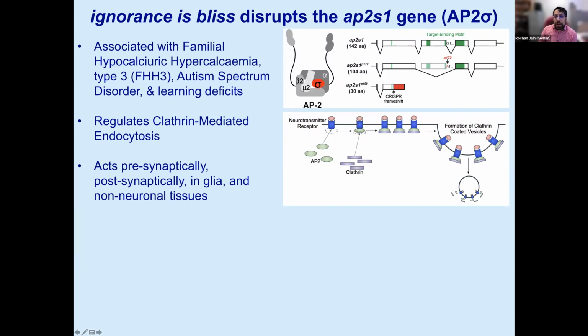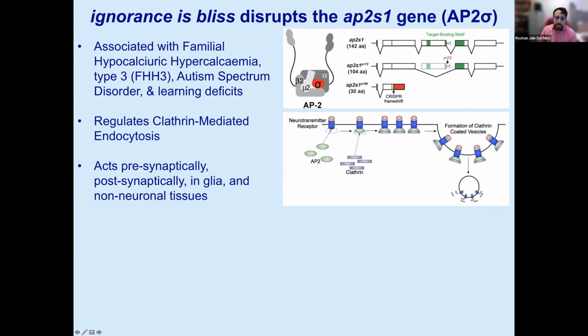So the complex interacts with targets on the plasma membrane, and then recruits clathrin to allow those targets to be removed from the plasma membrane. And so this functions in a variety of tissues and a variety of times.